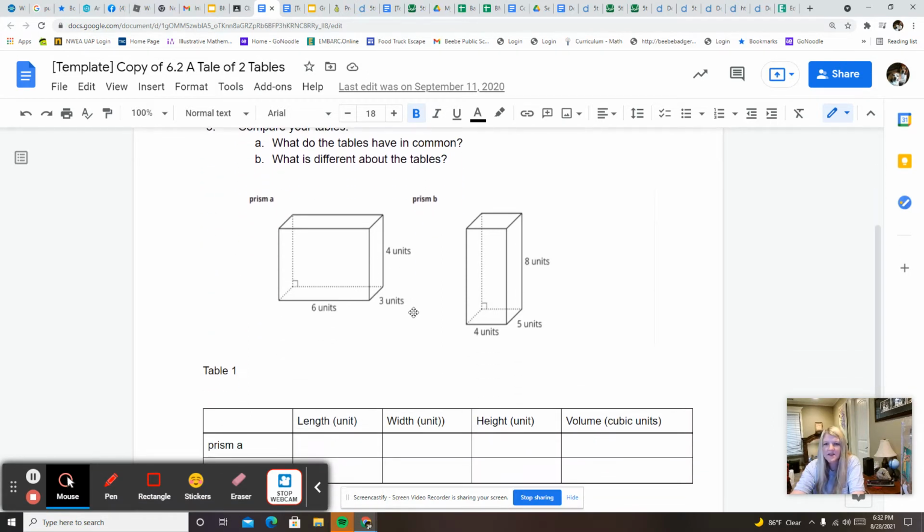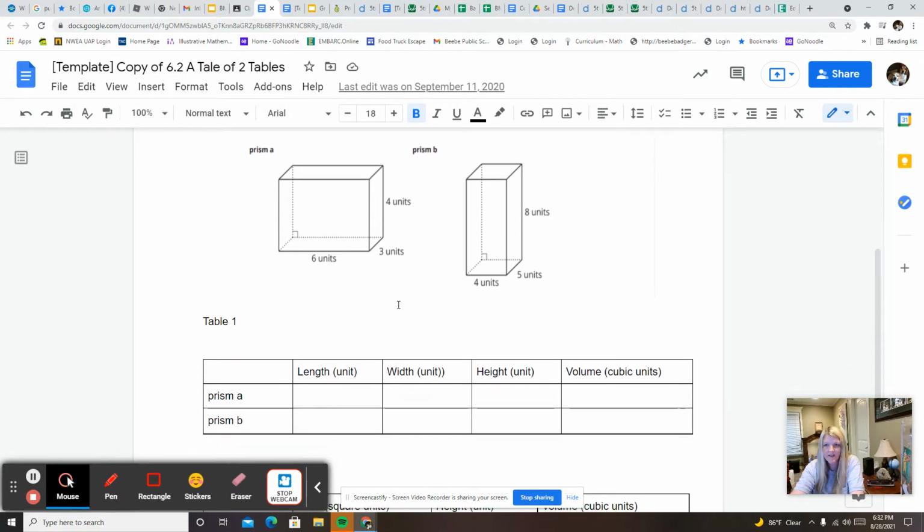The main point of this lesson is to look at volume and solving for volume in two different ways. One way that we can do it is we can find the length, the width, and the height, and we multiply the length times the width times the height. So in this one, we would multiply 6 times 3 times 4, and that would give us our volume in cubic units.